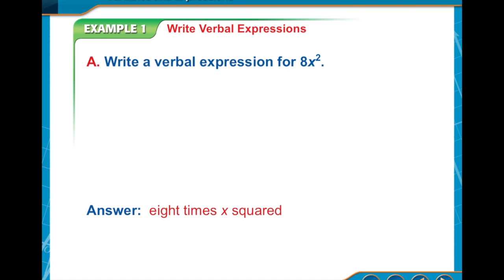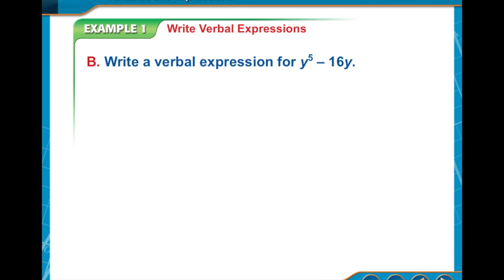So in words, that formula here can be said to be 8 times the variable x squared. That's it. Of course, you're going to want to write that answer down in your notes, and that's all you need to write for example 1A.